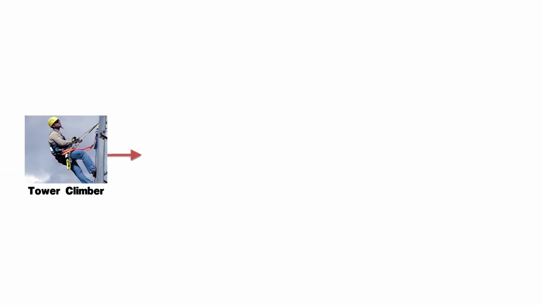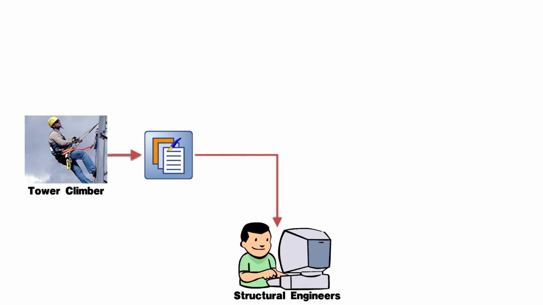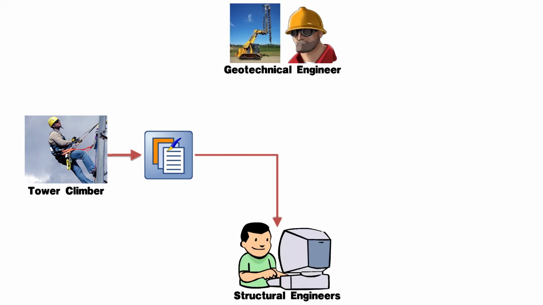Now, let's see the data communication interaction between different parties involved in the project. Tower climbers map the tower and prepare the mapping report, which is then sent to the structural engineers. The geotechnical contractor performs the geotechnical investigation and prepares the geotechnical report, which is also sent to the structural engineers.